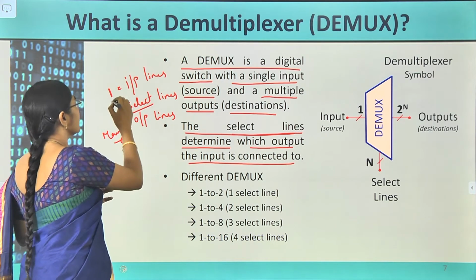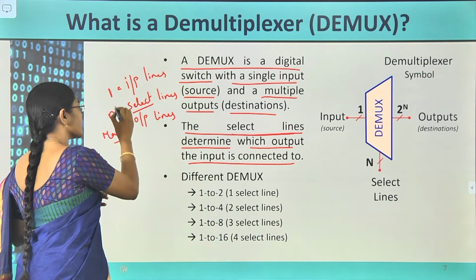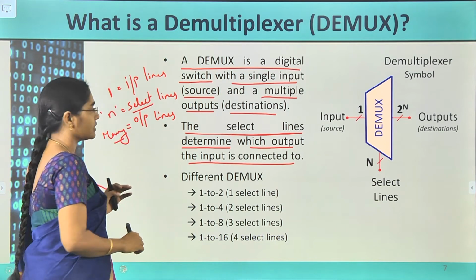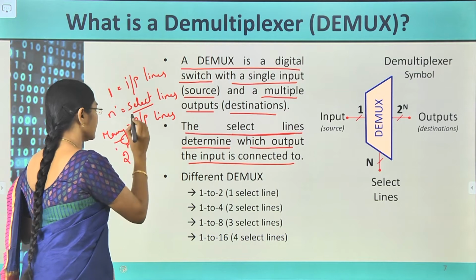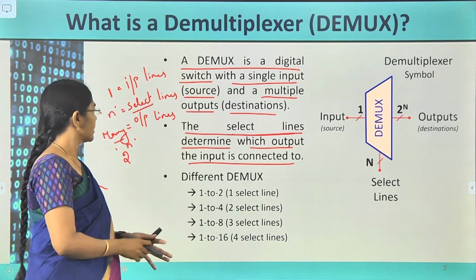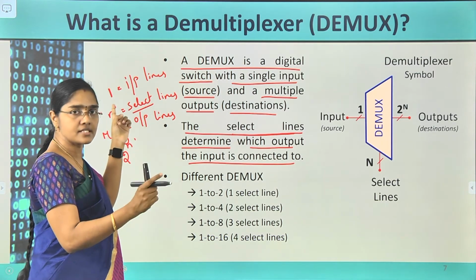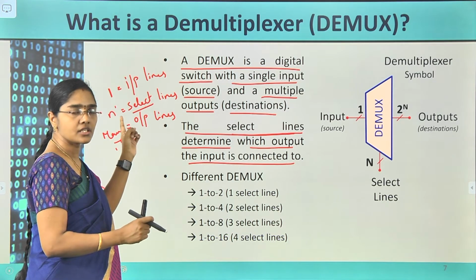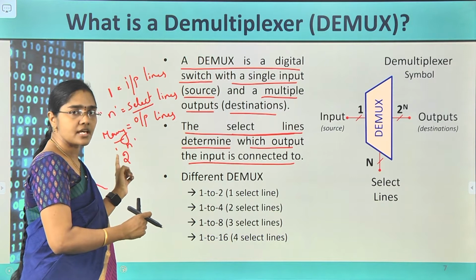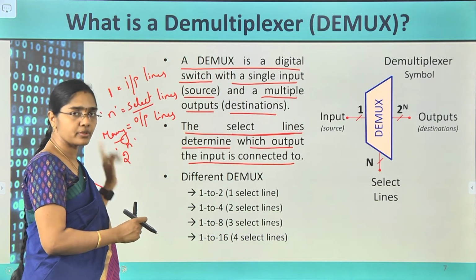If we have n selection lines, then that demultiplexer is going to have 2 power n output lines. Always input is a single signal, single line. And if n selection lines are used, then the demultiplexer has 2 power n output lines.